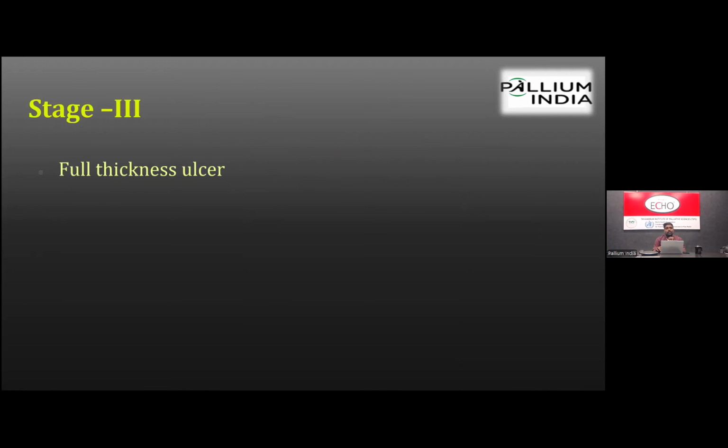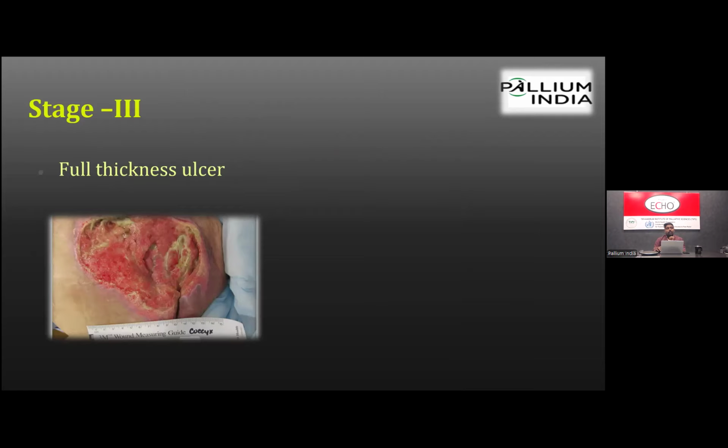This one is stage 3. We will call it a full thickness ulcer. Not only the superficial skin, in-depth some tissues are also affected, but muscle, tendon, bone, nothing can be visible. Only the full thickness tissues are affected.